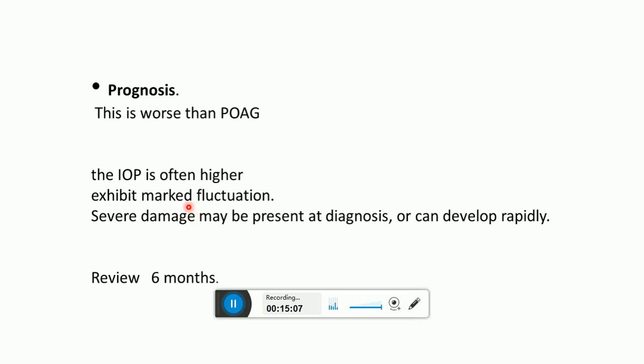The prognosis is worse than primary open angle glaucoma, as IOP is usually higher and may exhibit marked fluctuation. Severe damage may be present at diagnosis and can develop rapidly. In the long term, these patients are at risk of vision loss and blindness. It is therefore important to monitor patients closely, and it may be prudent for review in patients with pseudoexfoliation syndrome to take place at intervals of no more than 6 months.